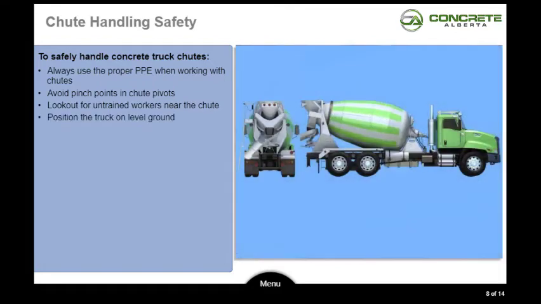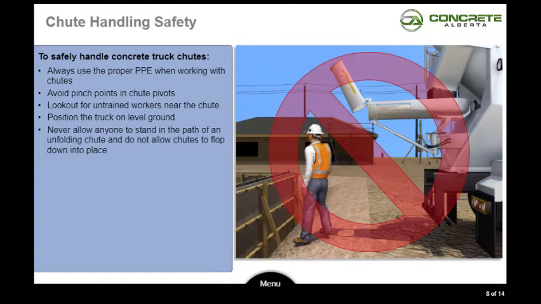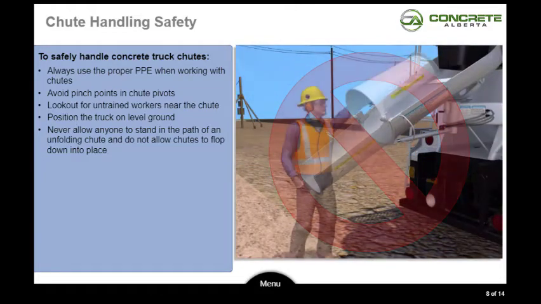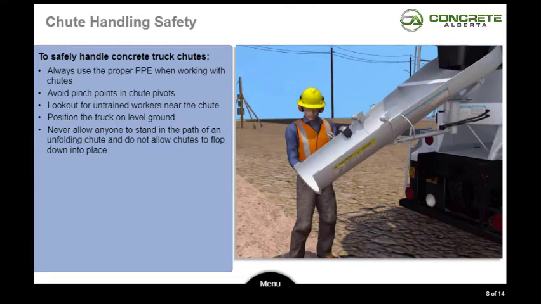Position the truck on level ground prior to discharge. If the right side of the truck is higher than the left, or vice versa, the danger of the chute swinging out of control is much greater. Never allow anyone to stand in the path of an unfolding chute, and do not allow chutes to flop down into place. Guide them into place while supporting the ends. Do not allow the chute to flop down into place. Arrange it prior to start of flow.